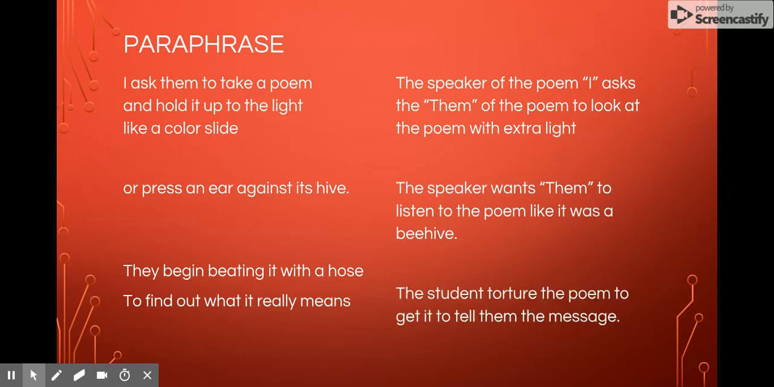And then last but not least, "they begin beating it with the hose to find out what it really means." We see that at the end of the poem, in these last two lines, the students torture the poem to get it to tell them the message. This idea that they are physically abusing the poem in order to get the message from it.